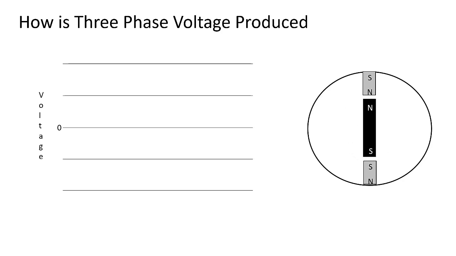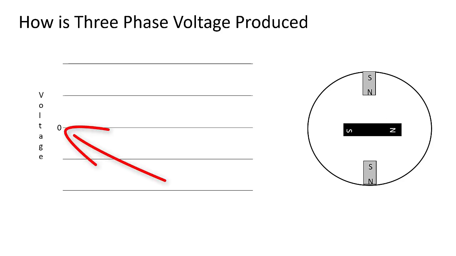Our generator rotates like this. As it rotates, and the stator is in the position it is now, with the poles facing each other, the electricity is going to be pushed. With neither pole facing each other, there is no electricity being generated, so we'll start at 0 volts.